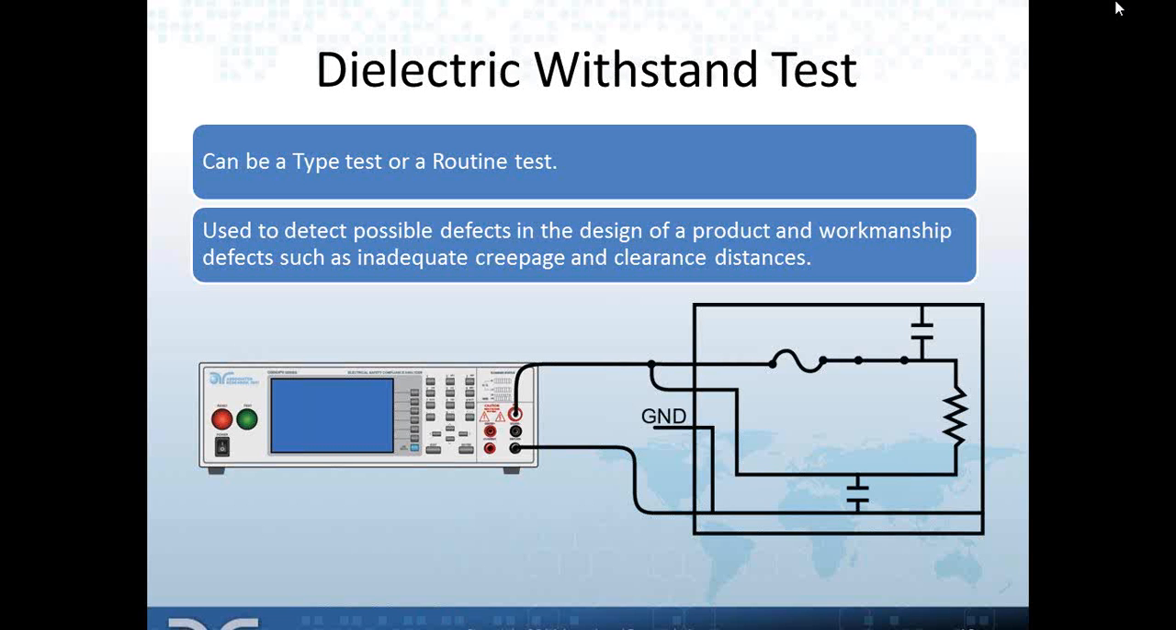No other tests can uncover this type of defect as well as the dielectric voltage withstand test. Now, most safety agencies require the dielectric voltage withstand test to verify that a product's design meets their standard. But it is also required as a 100% routine production line test for every product manufactured.